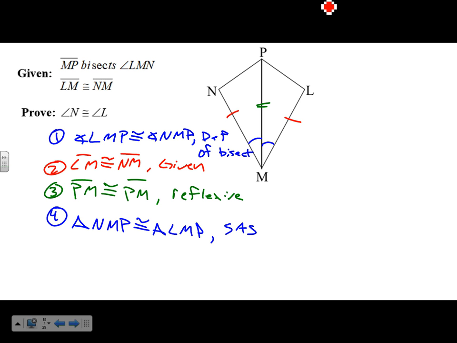And again, we're not done yet because I wanted N and L. I wanted to prove that these two angles were congruent. Well, if the two triangles are congruent, that means all the corresponding angles and sides have to be congruent. So angle N has to be congruent with angle L, CPCTC. So that's what the proofs are going to look like for this one.